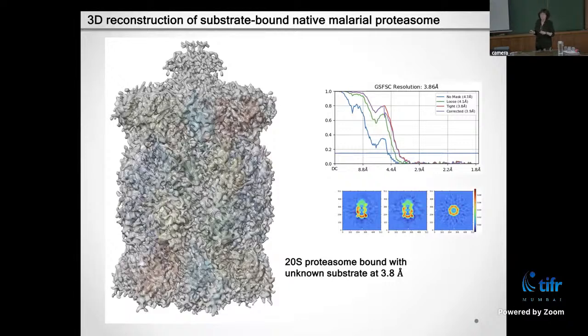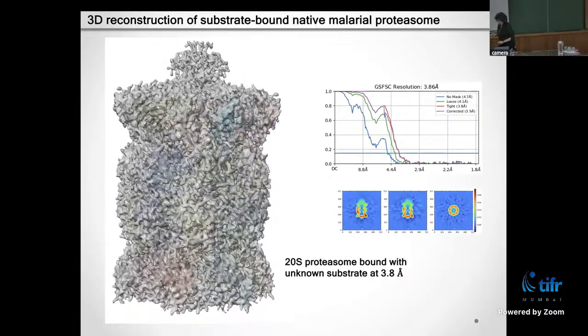I'll come to that. So I should also mention that 3.8 angstrom is the global resolution. This is something that I think a speaker was mentioning. So 3.8 does not mean 3.8 throughout the particle. There is distinction in local resolution, and the resolution right here where the substrate is was actually fairly low. So while we think we know what the substrate may be, we don't really have very defined side chain density. So we can't say with confidence what it could be that the proteasome is chewing up.